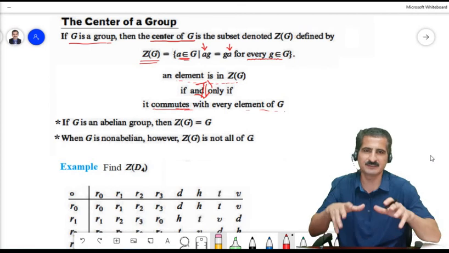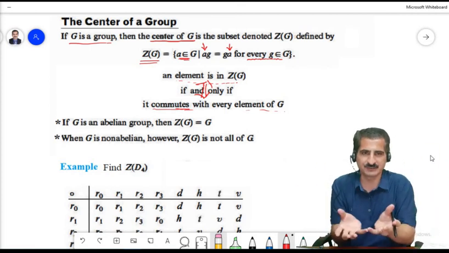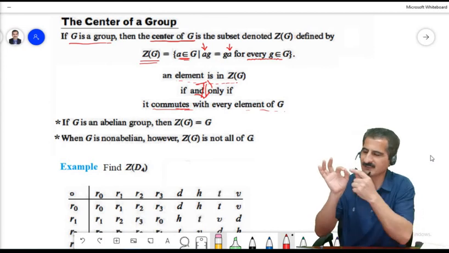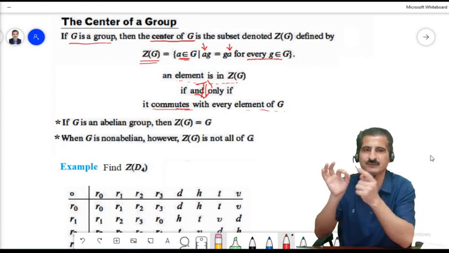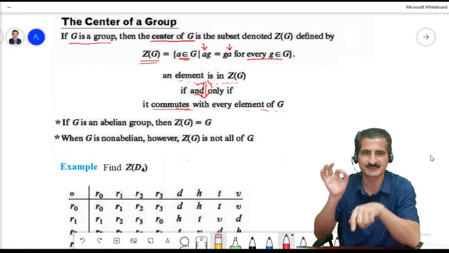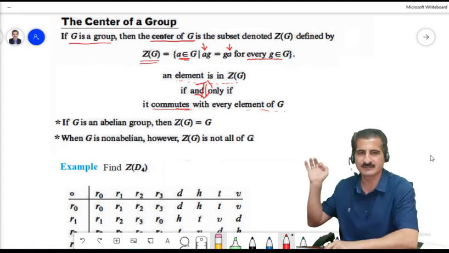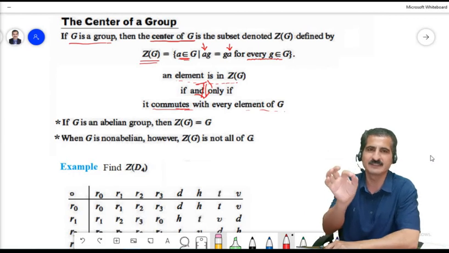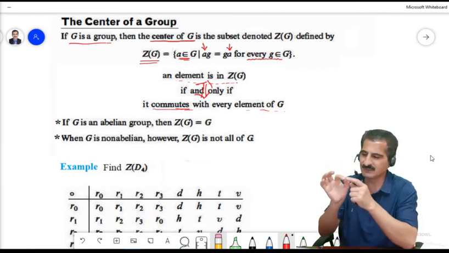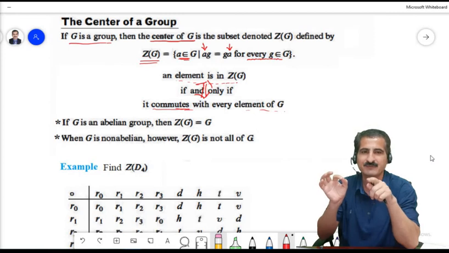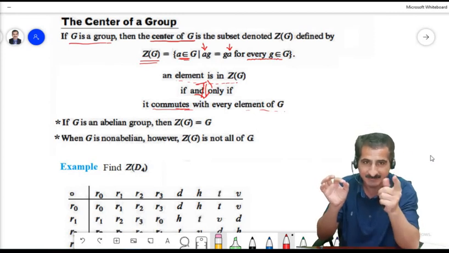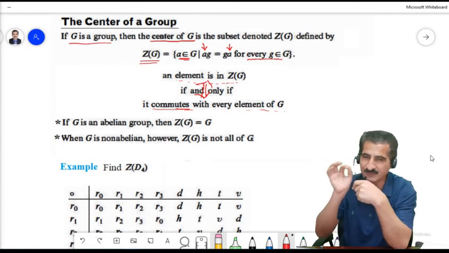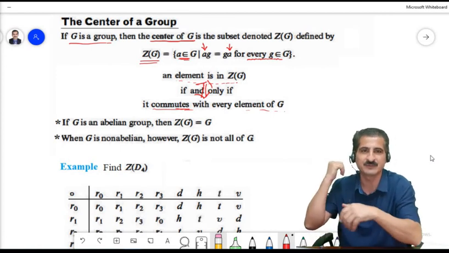Let me say it. This is a group G. Now we take an element out of G and ask that element, do you commute with every element inside G? If yes, we take it as an element of the center. We go again, take an element, and see if it commutes with every other element. If there is even one element in the group which does not commute with this one, then we send it back to the group and we will not take it to the center. Okay?